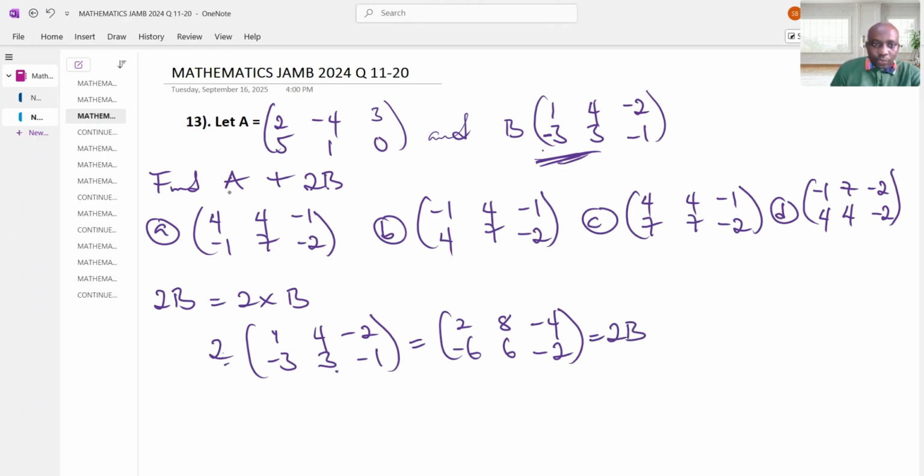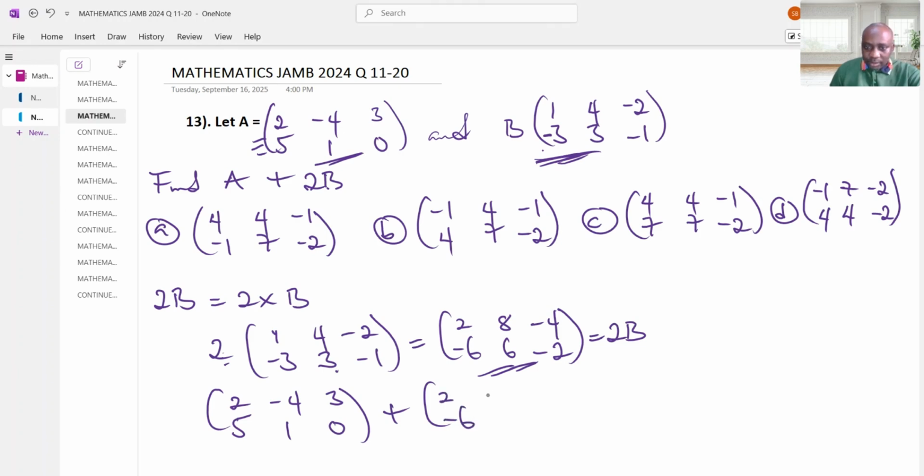And the question said that we should look for A plus 2B. This is our 2B. What is our A? Our A is 2, 5, minus 4, 1, 3, 0, plus this 2B. Write the 2B down: minus 6, 8, 6, minus 4, minus 2. Therefore, we are going to add them together.